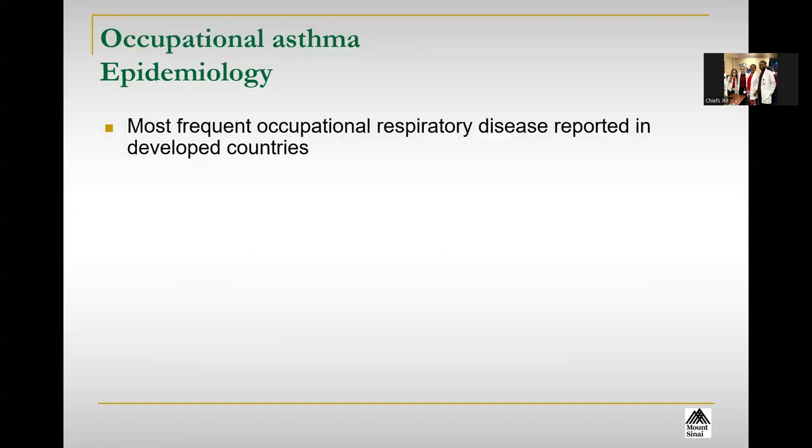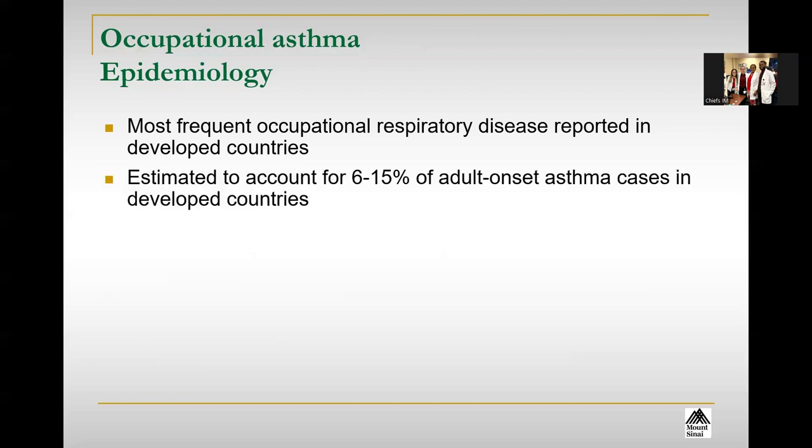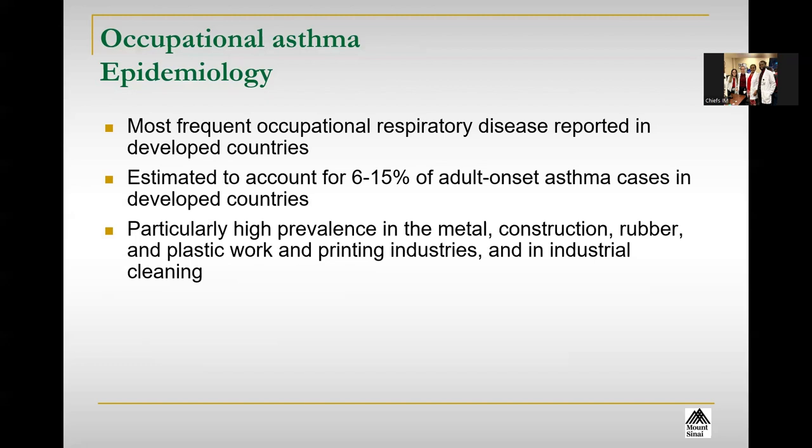So as I mentioned, occupational asthma is the most frequent occupational respiratory disease reported in developed or high-income countries, estimated to account for anywhere between 6 to 15% of adult onset asthma cases in developed countries. And it has a particularly high prevalence in the metal, construction, rubber, plastic work, and printing industries, and also industrial cleaning. For example, in the healthcare sector, we see it in individuals exposed to agents used for disinfection and sterilization, like glutaraldehyde, formaldehyde, etc.